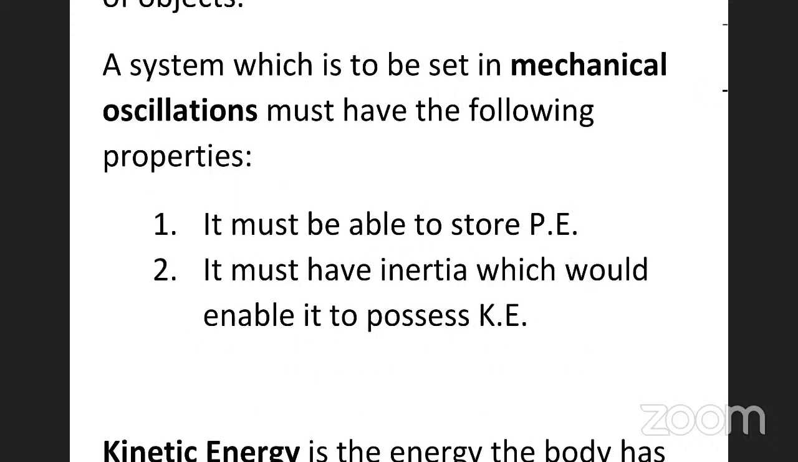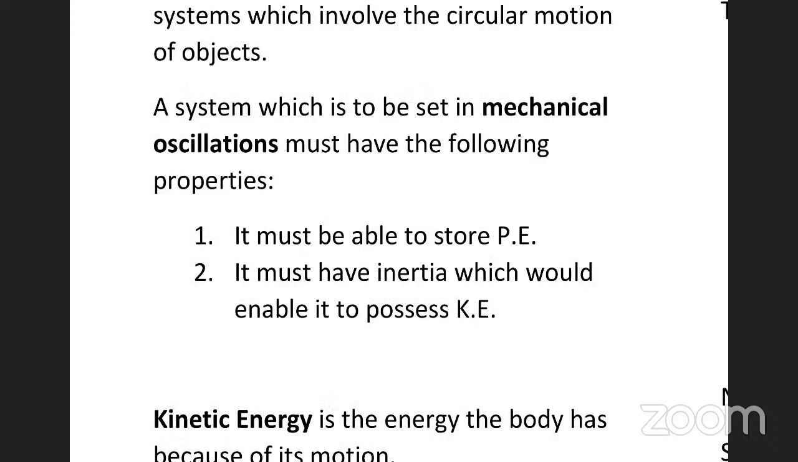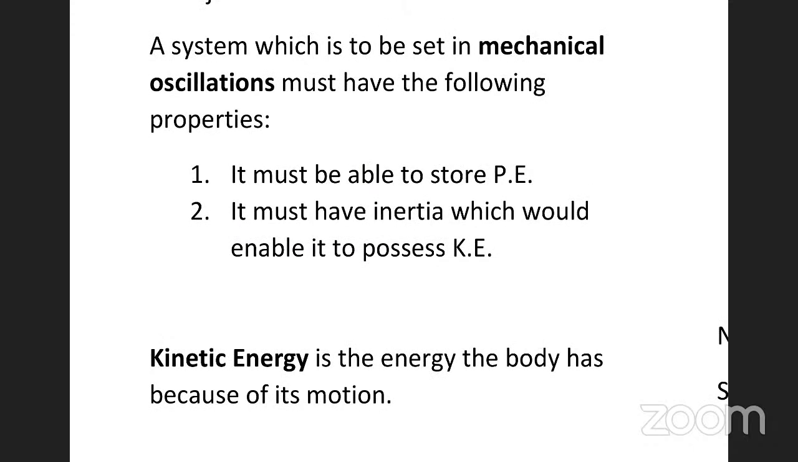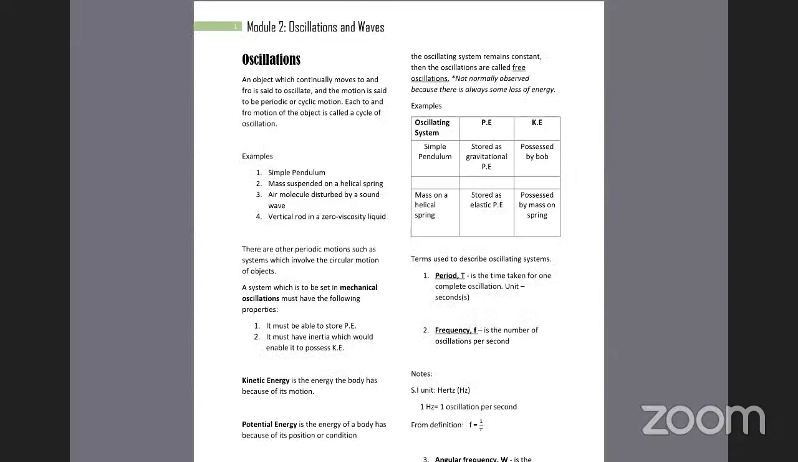There are a few things that we must have in an oscillation. Number one, it must be able to store potential energy, and it must be able to obtain inertia. So that potential must always be converted into kinetic. In case you forgot, kinetic is energy due to motion, and potential is energy due to position. All right, so let's take a look at this here.